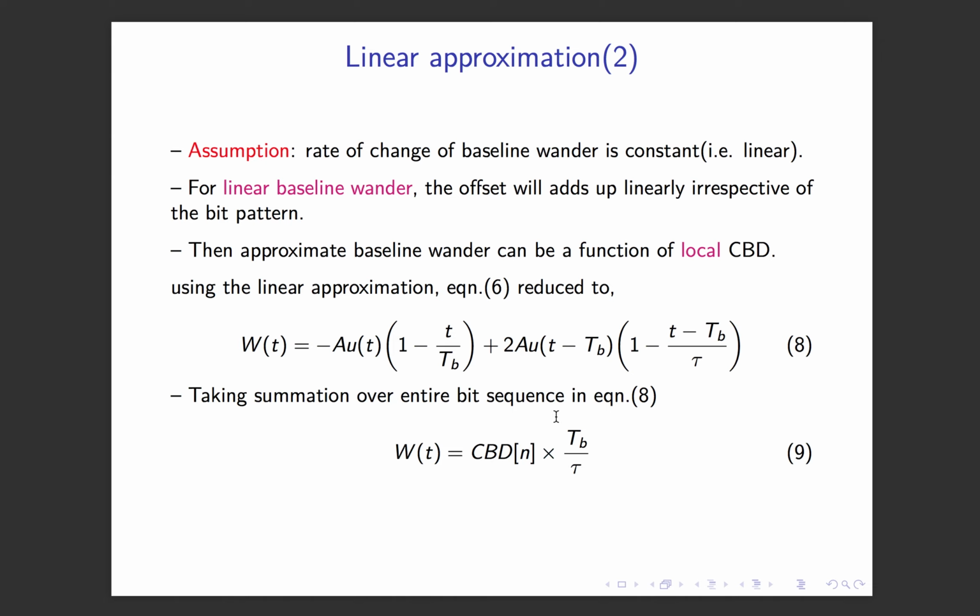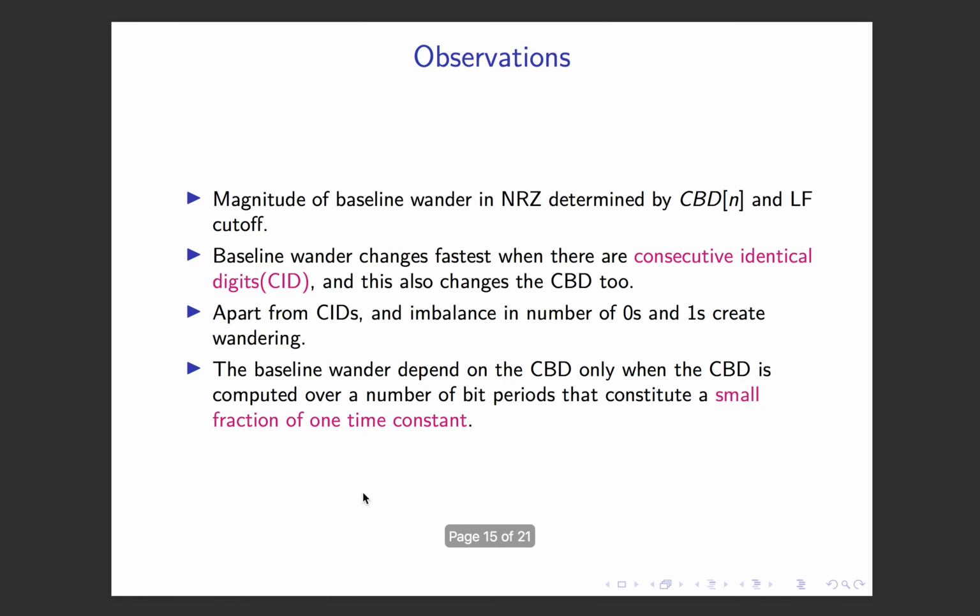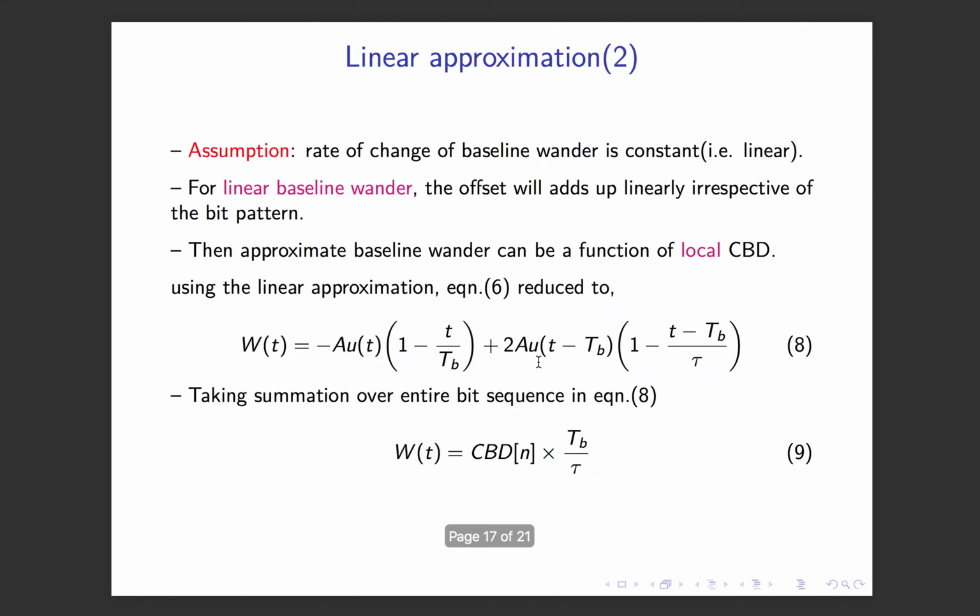I mean, if we take a very small region, we will get the local effect only. This point is depicted in that equation. This baseline wander only depends upon the CBD. From here we can see these both are constant terms, and this entire wandering depends solely upon the CBD.